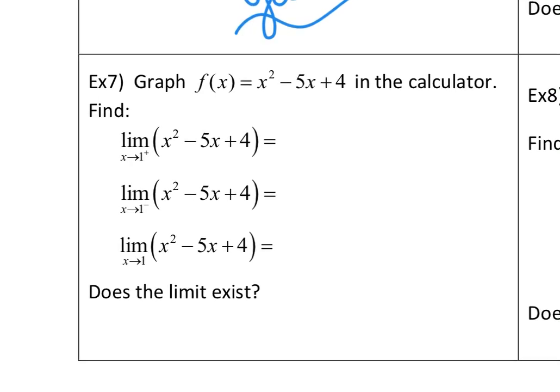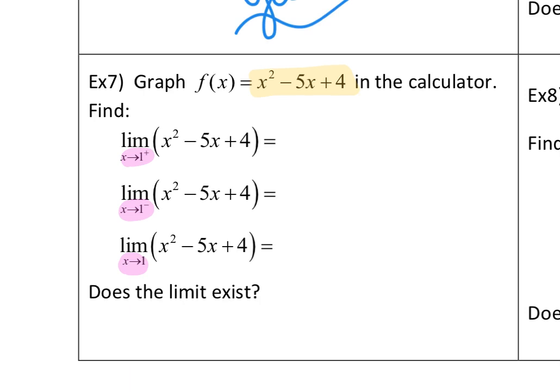So number 7 asks you to find the left and right limits as x approaches +1, and then the limit as x approaches +1 of this given function x squared minus 5x plus 4.